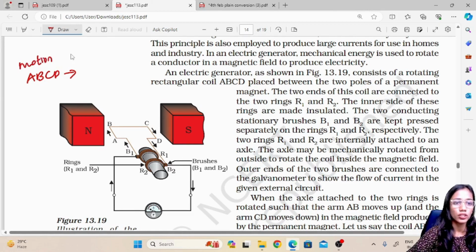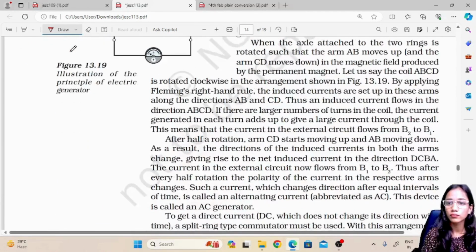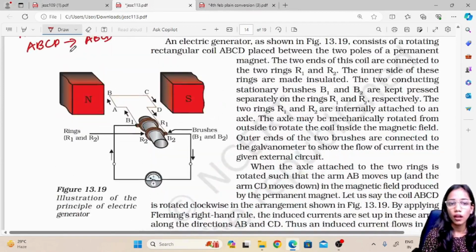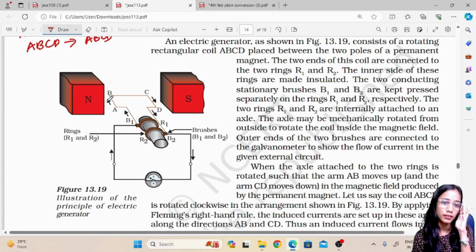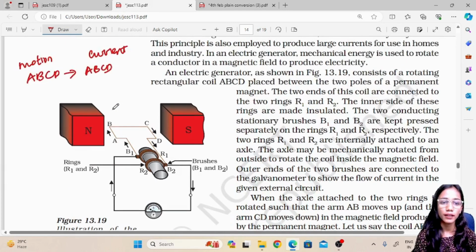The motion is in the direction A, B, C, D, and the current produced is also in the direction A, B, C, D by applying Fleming's right hand rule. So under the influence of the magnetic field and the motion of the conductor, it is producing electric current in the direction A, B, C, D.